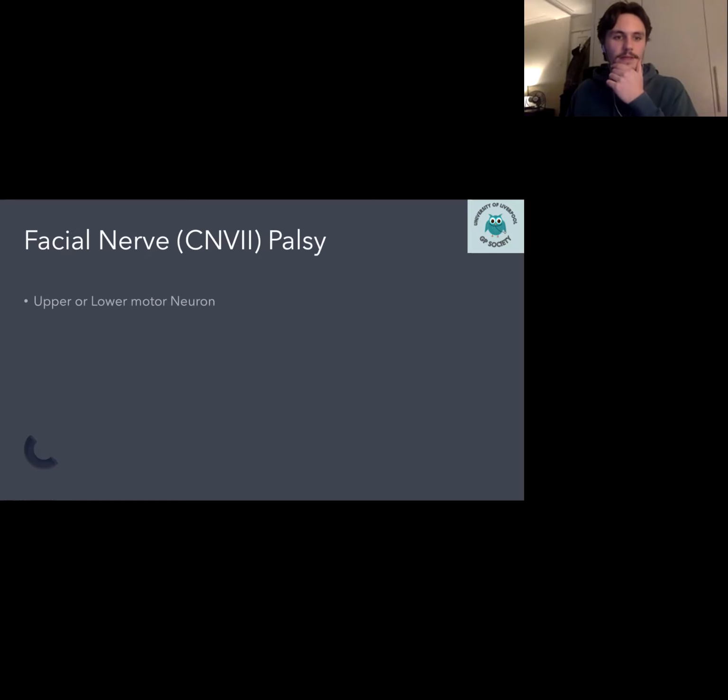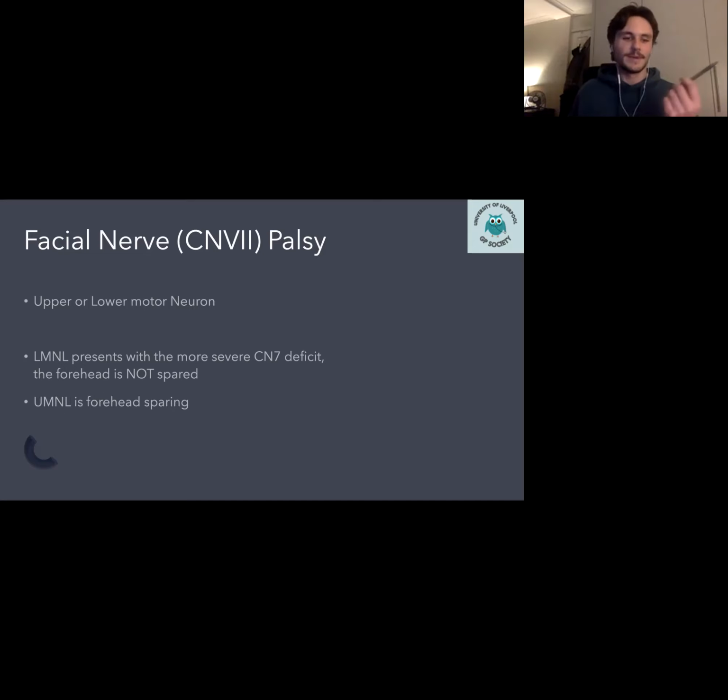Okay. Now, the big thing with facial nerve palsy that seems to come up in exams is it an upper motor neuron lesion or a lower motor neuron lesion? The thing to remember is that the lower motor neuron lesion presents with a more severe looking deficit. The forehead is not spared, right? And in the upper motor neuron lesion, the forehead is spared.